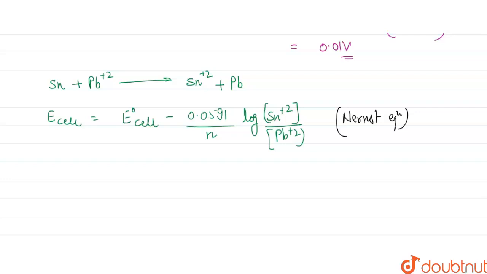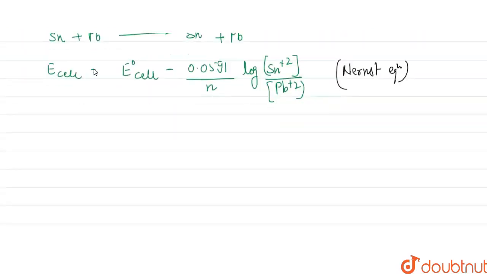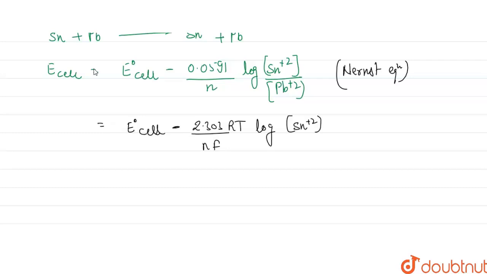Now here in the question it is saying that take this value 2.303 RT upon F is equal to 0.06 volt. So we convert this equation in this form. This equation will become: E cell equals E naught cell minus 2.303 RT upon nF, where n is the number of electrons, log concentration of Sn2+ upon concentration of Pb2+.